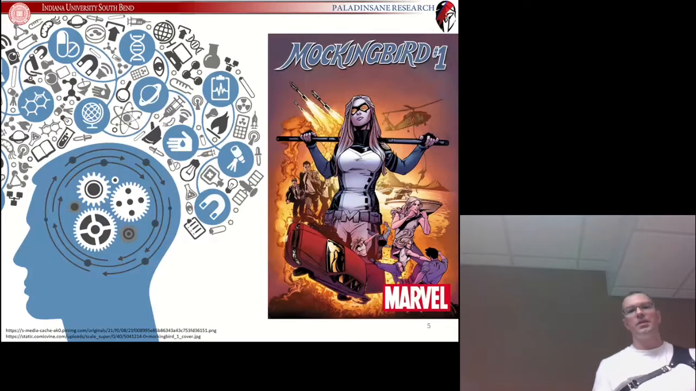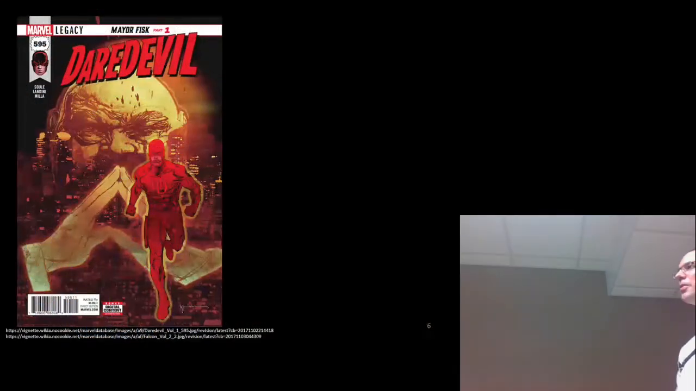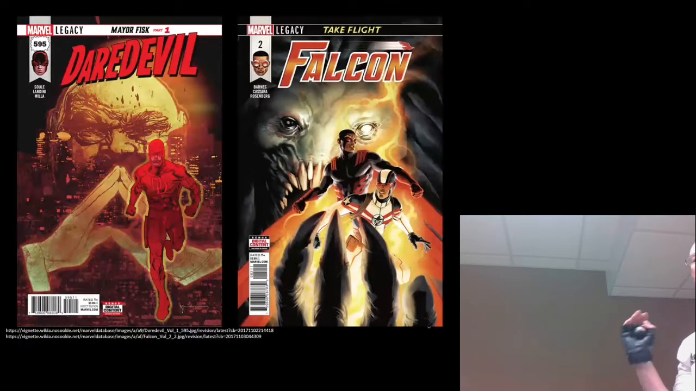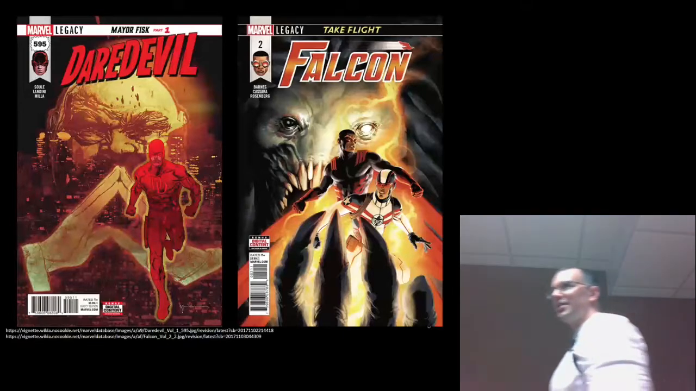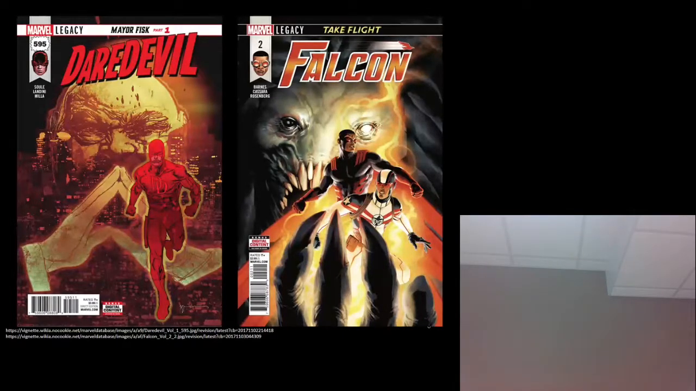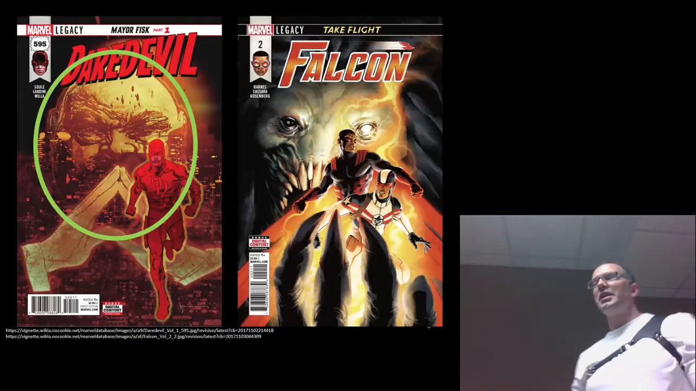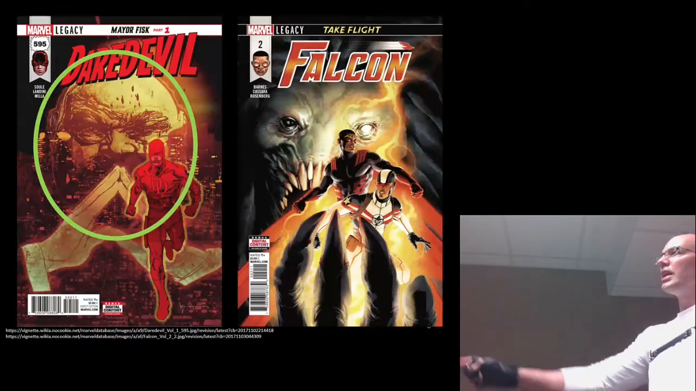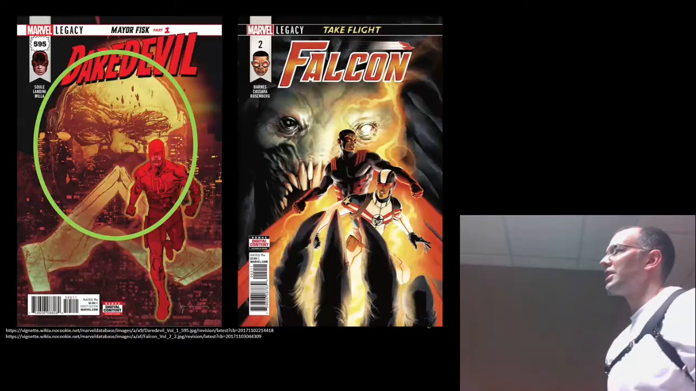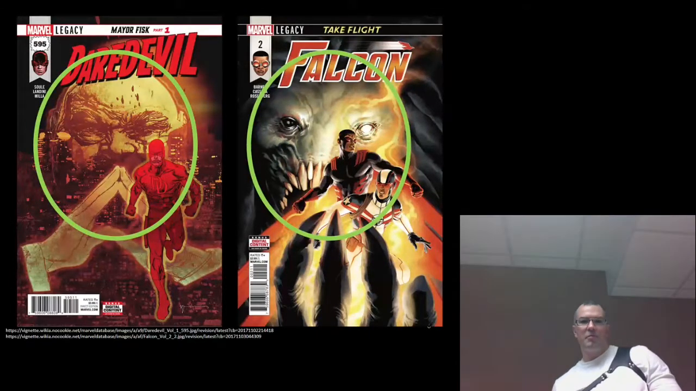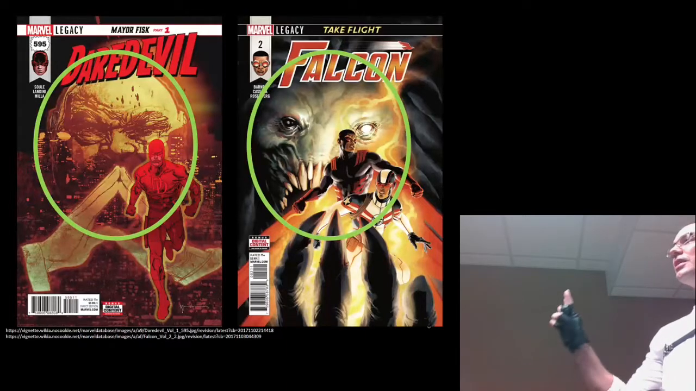So in terms of visual language, I'll just give you an example. Here are two covers by two different artists, and you can see that there are similarities in both of these covers, indicating this sort of grammar of a visual language. So you can see in the Daredevil cover, we got a gigantic image of the Kingpin, and then in the Falcon cover, we got a gigantic image of maybe Blackheart. I didn't read that one, but anyways, two gigantic images for the villains.